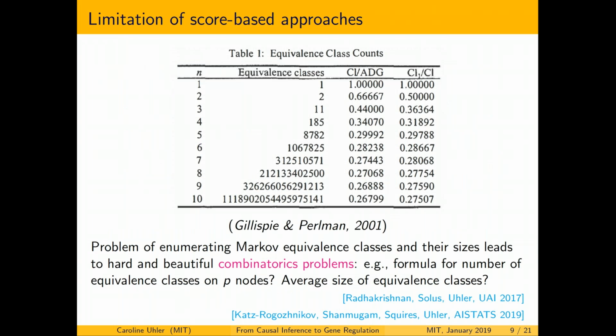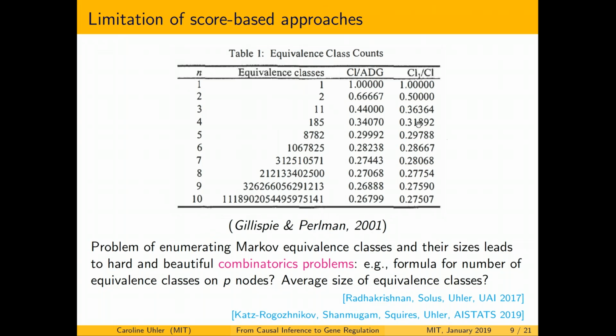So here, okay, first another open question. We actually don't have a formula for the number of equivalence classes on P nodes. This is completely open. However, Gillespie and Perlman wrote a very nice paper, which is completely computational, where they were able to enumerate all equivalence classes up to 10 nodes. And here you see how it explodes. The space is really pretty large. You already have, I think, 10 to the 19 equivalence classes on 10 nodes. So this is one open problem.